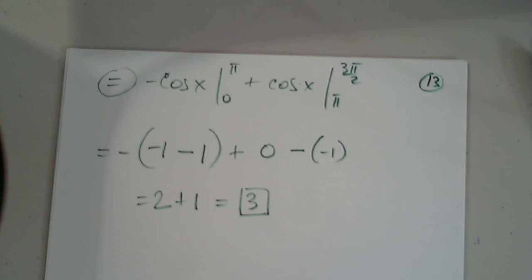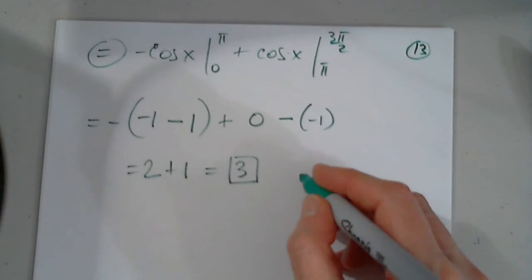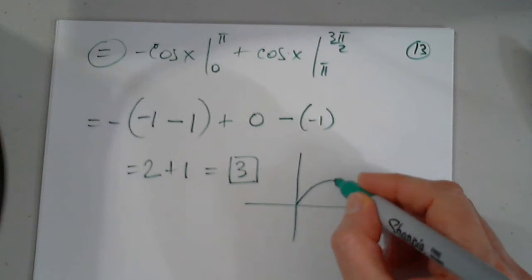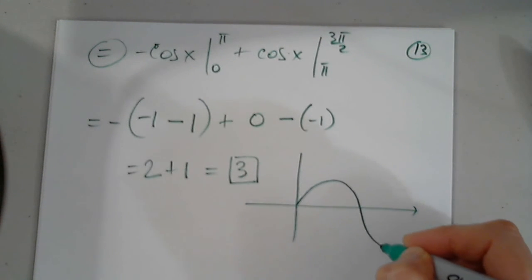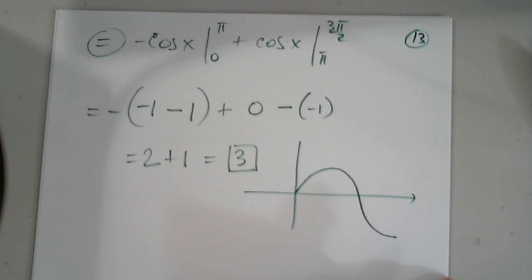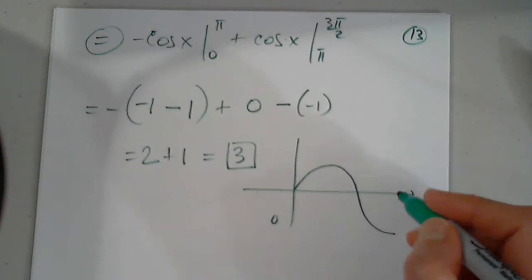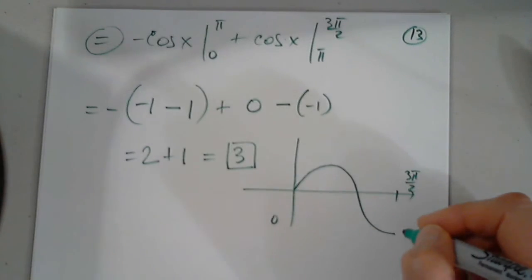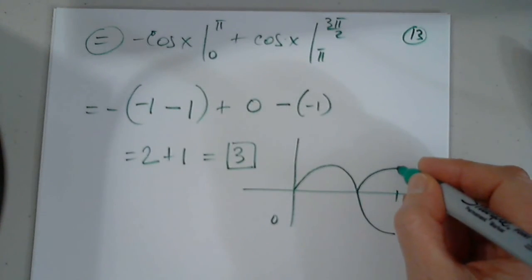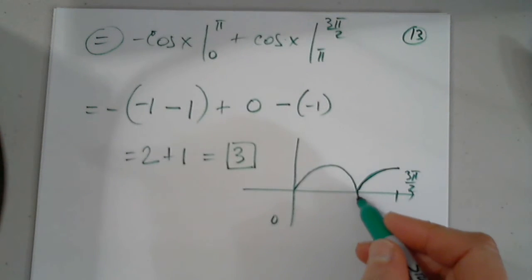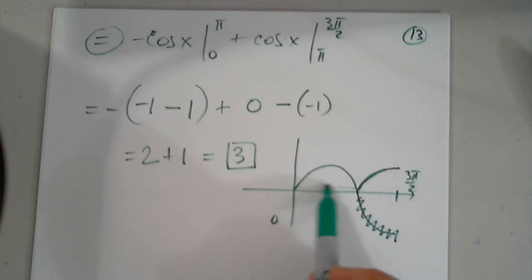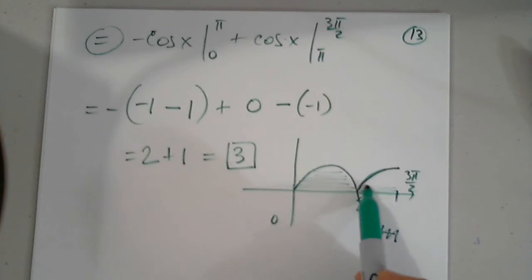Great, thank you. So what really happens is sine is this graph between 0 and 3 pi over 2. But the absolute value moves this piece up here. And this one disappears. So we get this area plus this area.